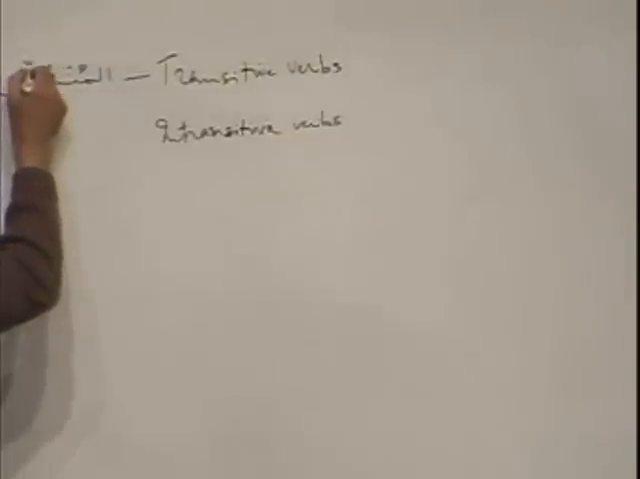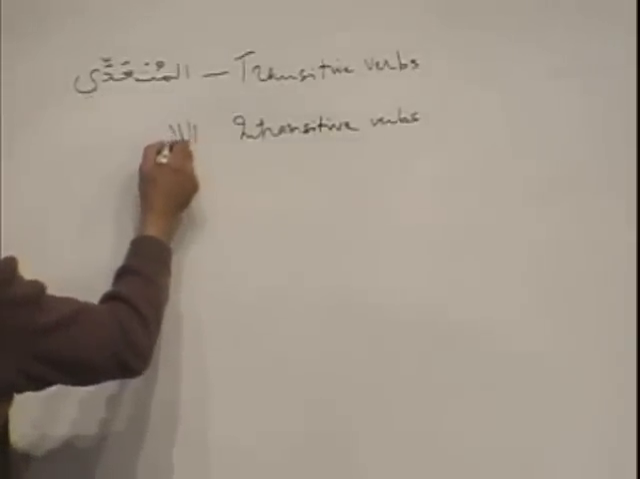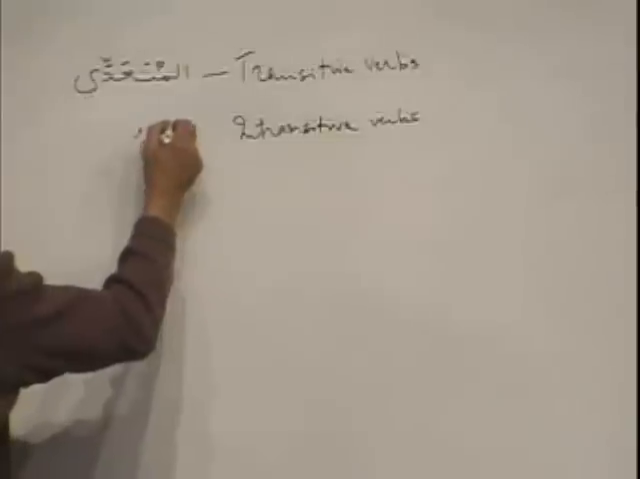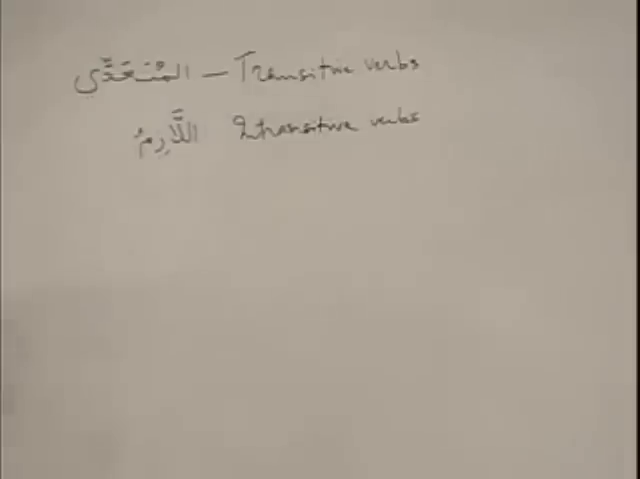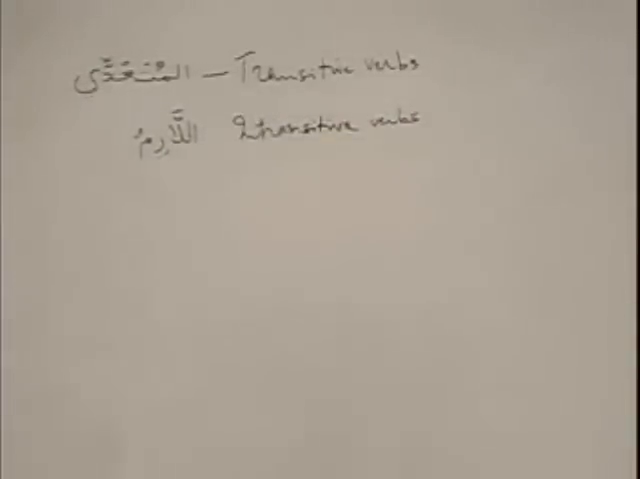Muta'addi. And this is al-lazim. Okay. Transitive verbs means, brothers and sisters, that there is the action, which is the verb, and there is a doer of the action. The action is transferred to something else. The fa'il is the doer of the action, and then there is something which receives the action.